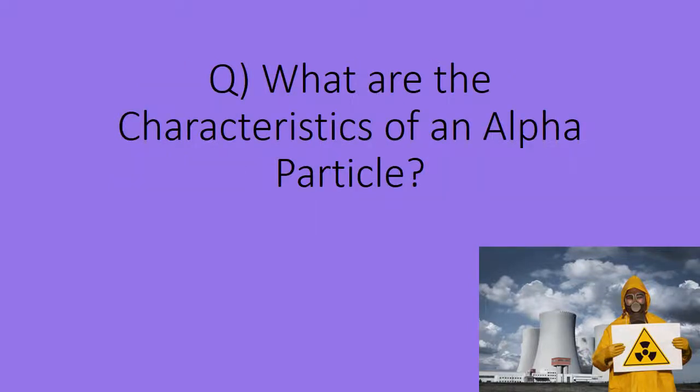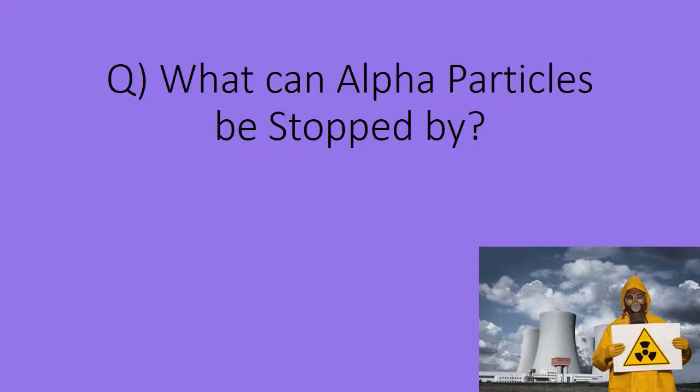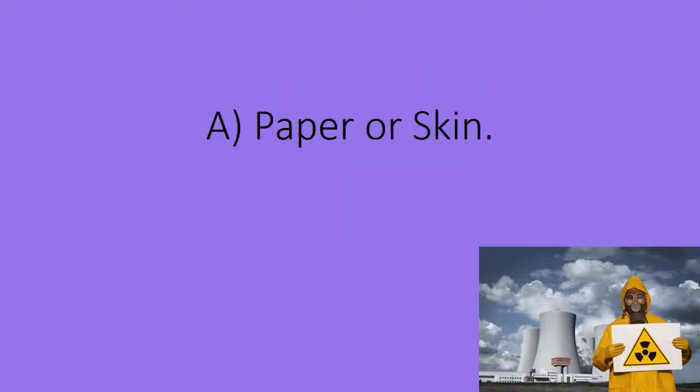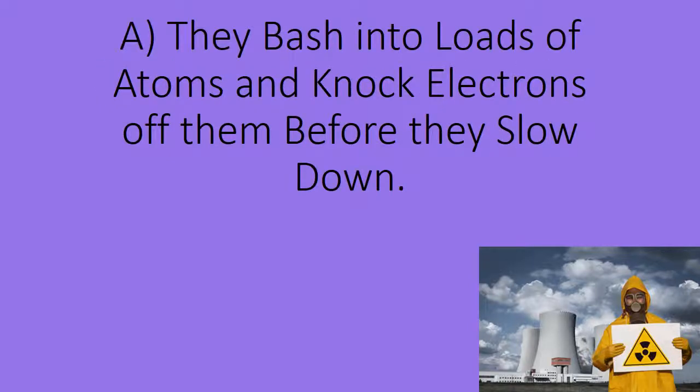What are the characteristics of an alpha particle? Relatively big, heavy, and slow moving. What can alpha particles be stopped by? Paper or skin. They are strongly ionizing. What does this mean? They bash into loads of atoms and knock electrons off them before they slow down.